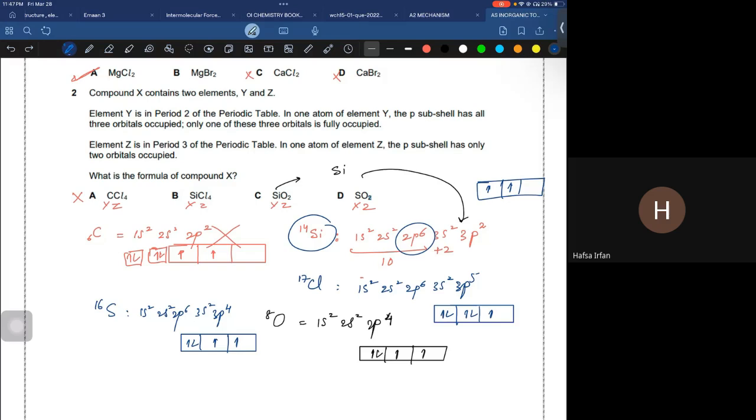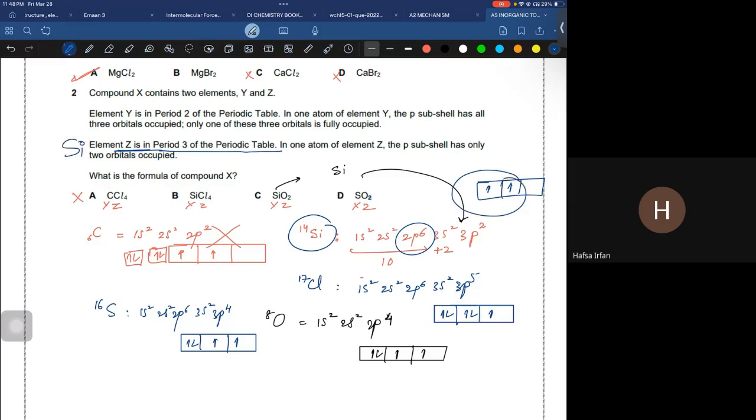Sir, but silicon is not in period 2. Which period is silicon in? Third period. Oh, okay, so it should be element Z. Element Z is in period 3 of the periodic table, and in one atom of element Z, the p subshell has only two orbitals occupied, so this is silicon.